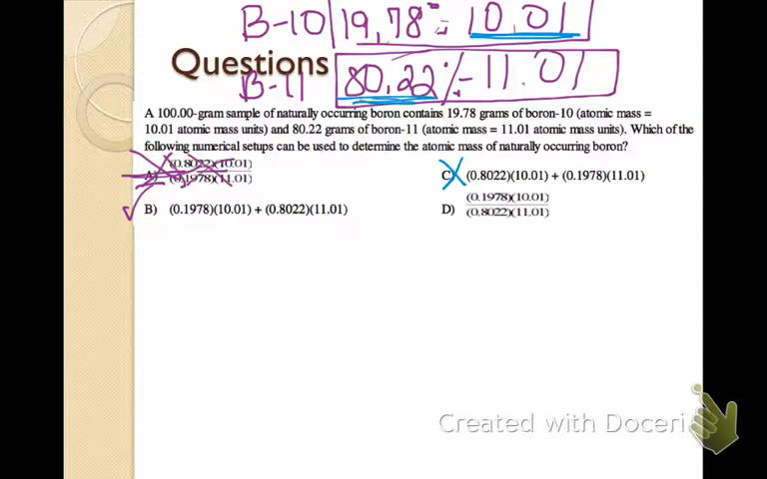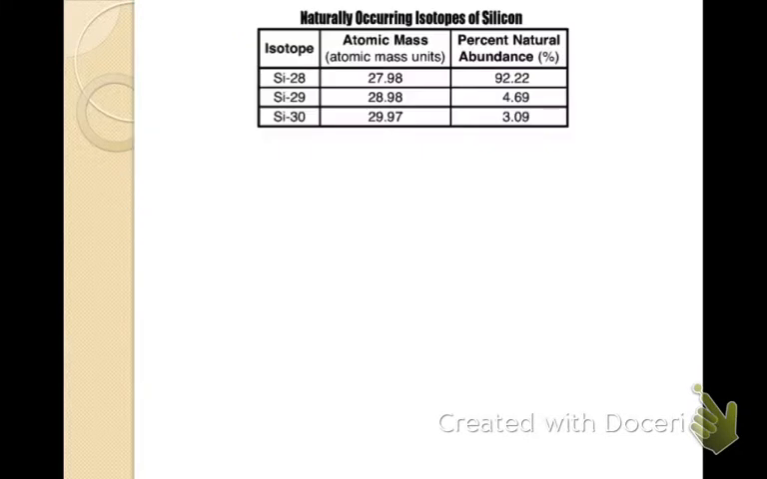We can see that if they used one number from this sample and a different number from that sample, that wouldn't work. Alright, and then D, they kind of did the same thing they did with A, so we'll choose B. Alright, so here, we want the naturally occurring, the average atomic mass, and let's figure this out.